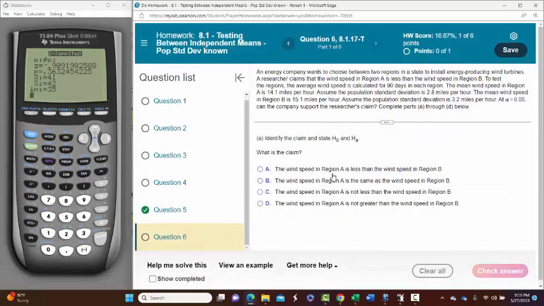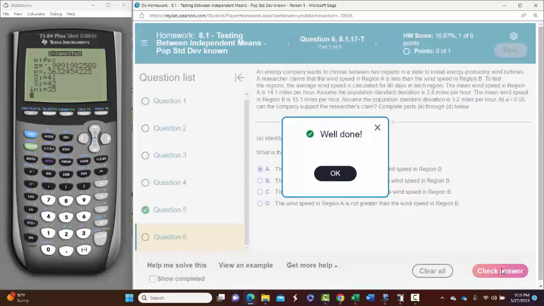Let's take a look at this one. All right. Let's see, what are they claiming here? So region A will be first, so that'll be group 1, region B will be group 2. Researcher claims the wind speed in region A is less than region B. So right here, symbolically, we're going to have a left tail test.